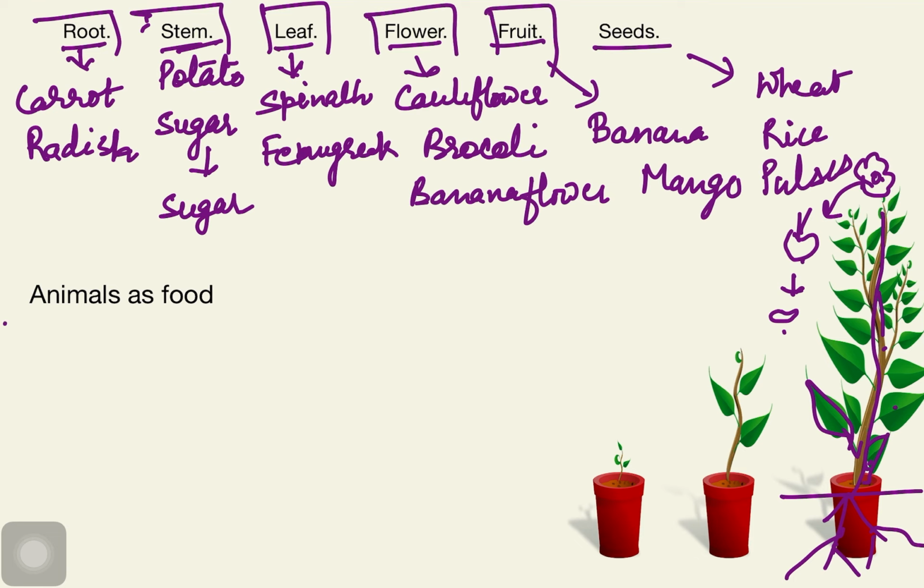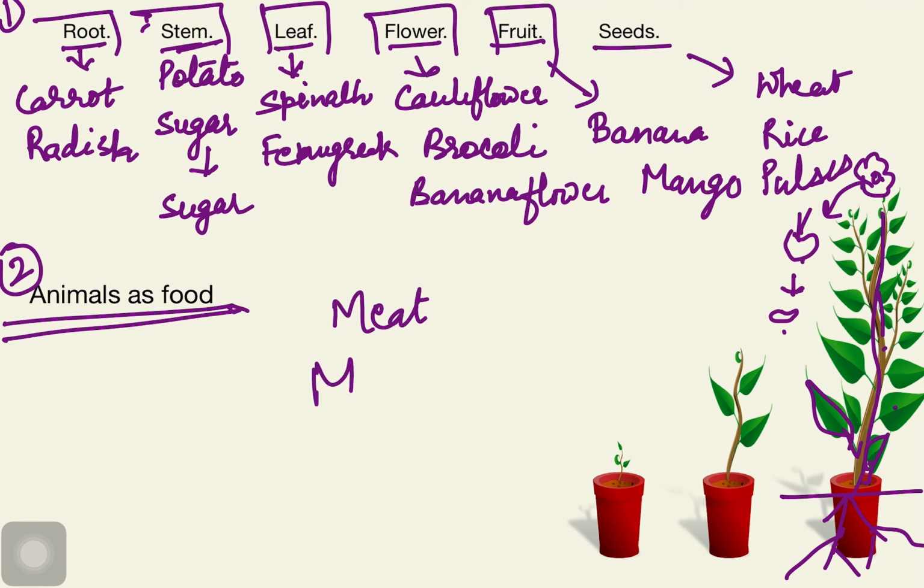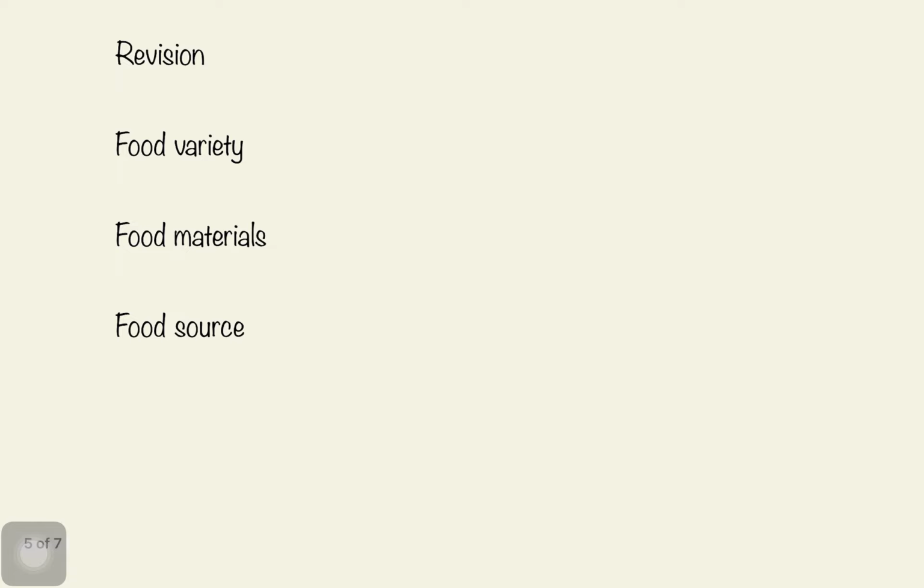Now comes animals as food. The second source of food is animals. The first source was plants, of which we talked about root, stem, leaf, flower, fruit, seed. Animals as food: we just discussed meat, then milk, then eggs. So this is animals as food. Now next, we will do some revision of whatever we have learned till now.